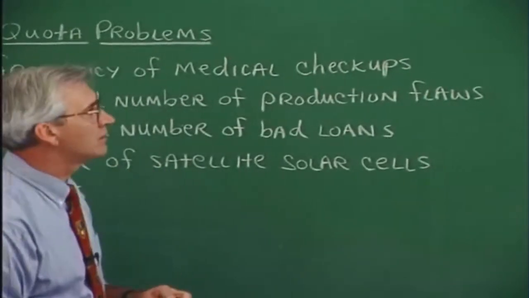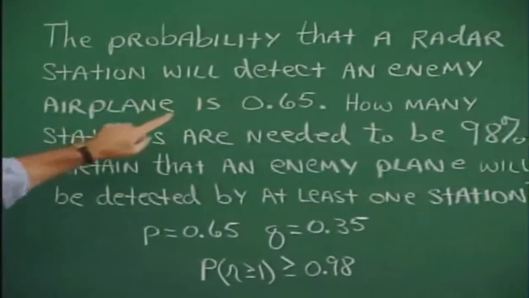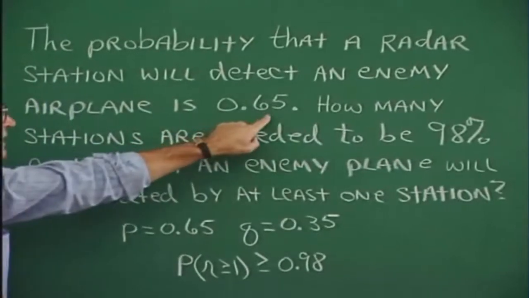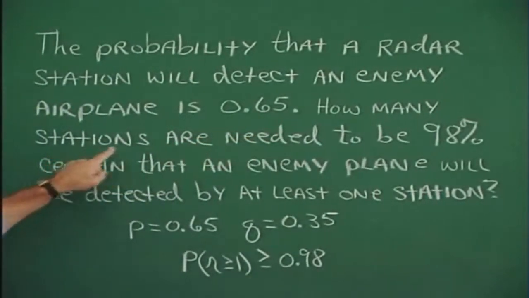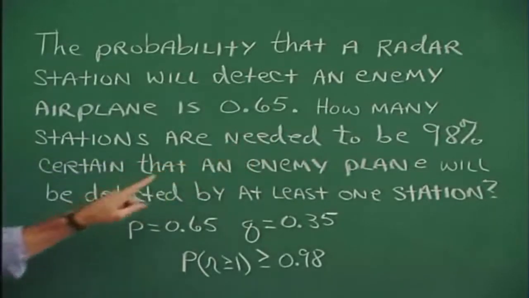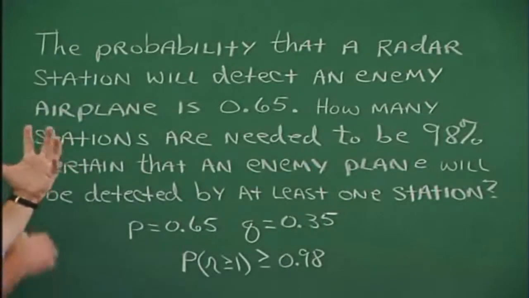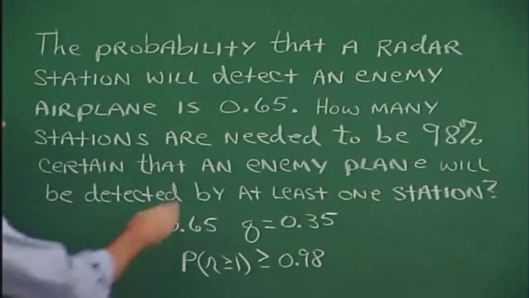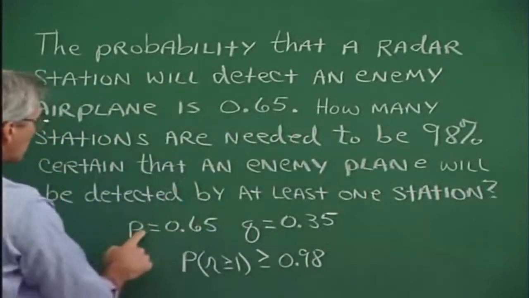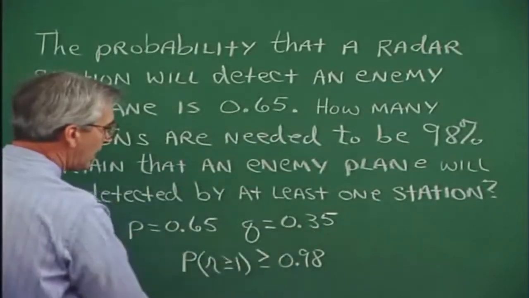Here's another such problem. The probability that a radar station will detect an enemy airplane is 0.65. How many stations are needed to be 98% certain that an enemy plane will be detected by at least one station? So the success rate of a radar station is 0.65. So P then is 0.65. Q, 1 minus 0.65, is 0.35.